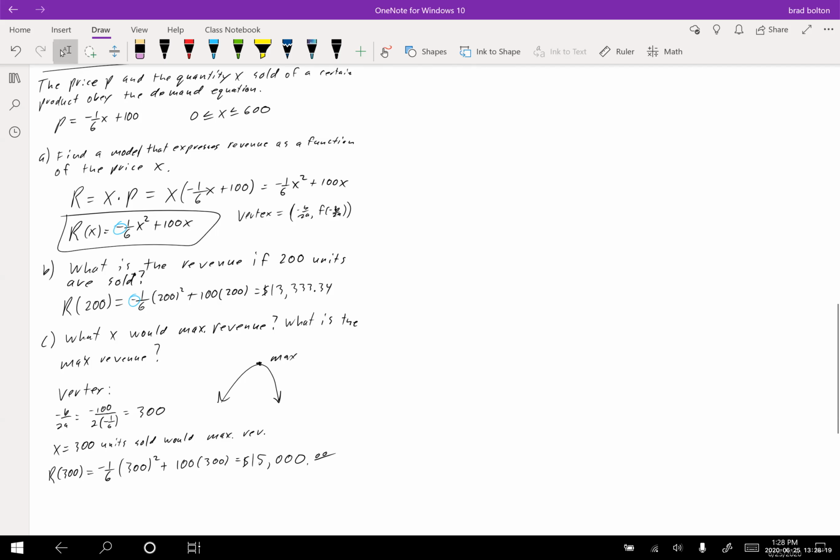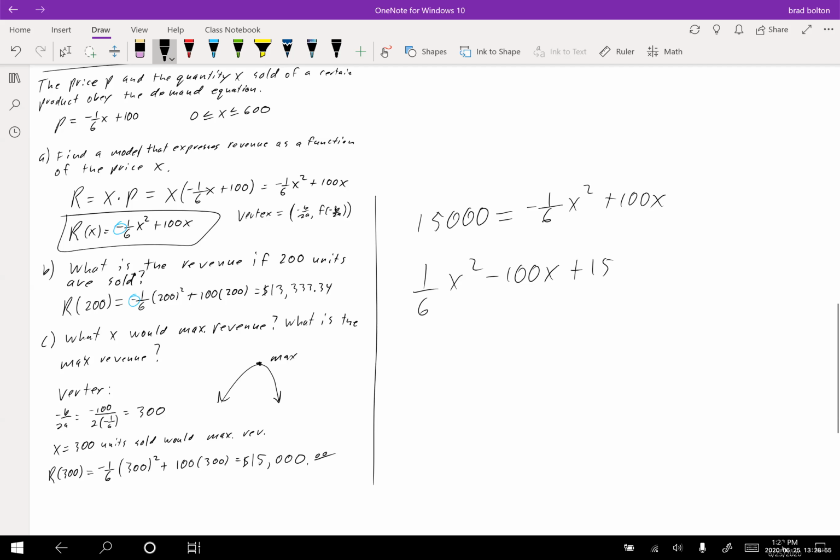A follow-up question might be, what price should the company charge to maximize revenue? Well, then I think what we could do, let me see, I didn't work this one out. We could do 15,000, that's our max revenue, and that would equal negative 1/6 x squared plus 100x. So then we could do 1/6 x squared minus 100x plus 15,000, set it equal to 0, and then we solve.